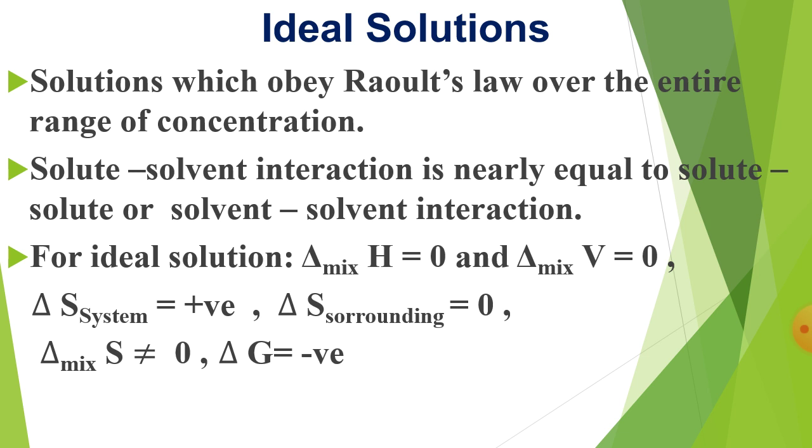Again, recall the thermodynamics point of view. For any spontaneous reaction, delta G should be negative. That's why solution formation is also spontaneous. Hence, delta G should be less than 0. Here delta G denotes change in Gibbs free energy, that is also known as useful work.